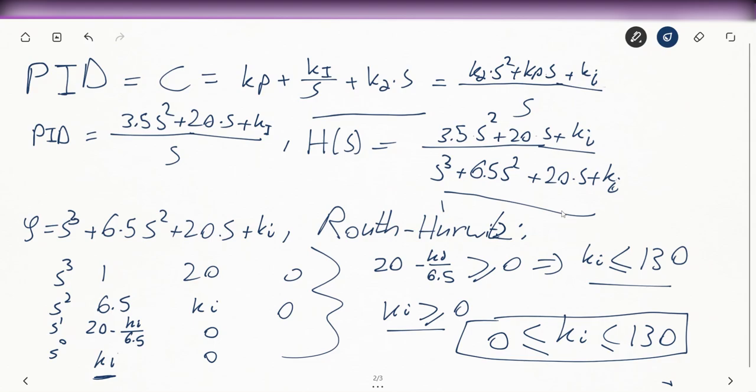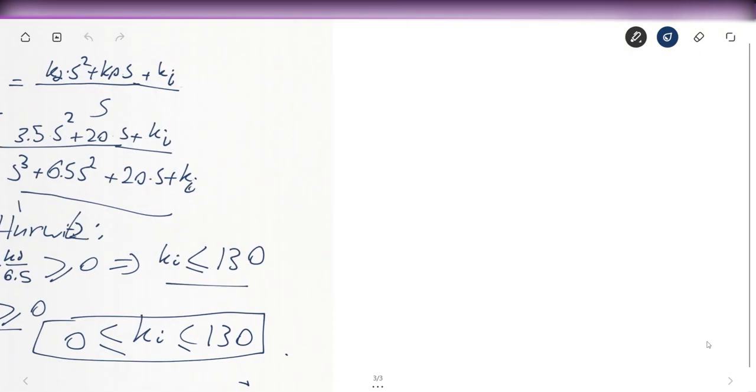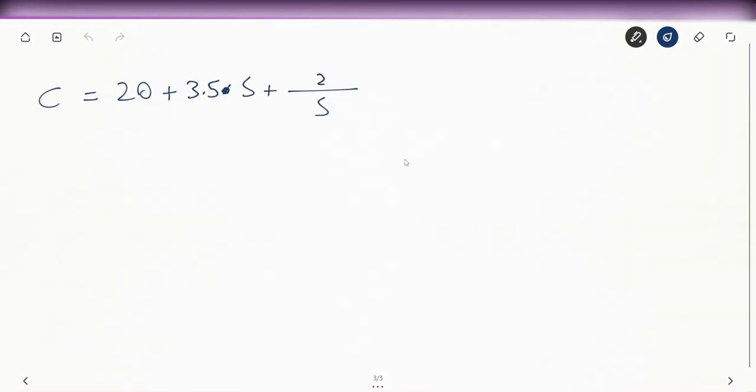But instead of giving those approximations, I'm going to simulate this system, then manually tune the Ki that we need. We know its interval. It should be between 0 and 130, but in order to select the exact suitable value for our system, we will be doing that using manual tuning.